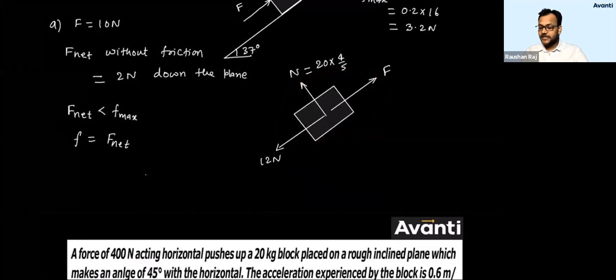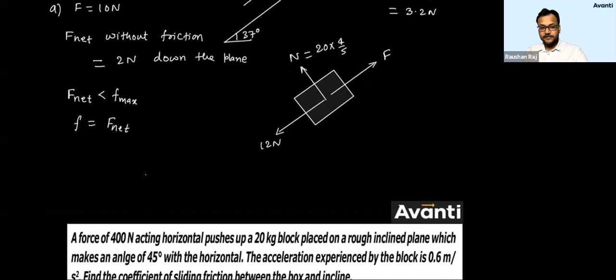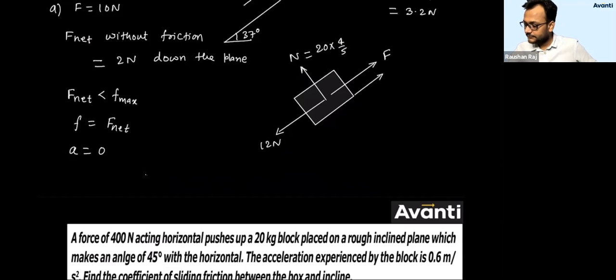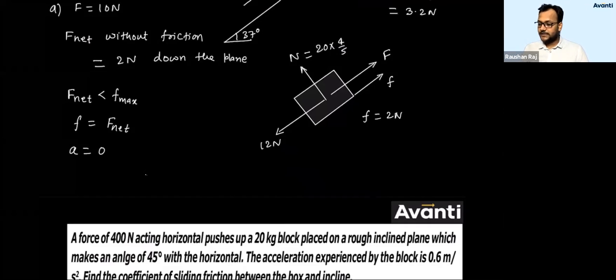Okay? So if f is equal to F net, what will be the value of acceleration? 0. Why? Because small f will be in the upward direction, look here. And in this case, f will be equal to 2 Newton. So I'll say, hence, acceleration will be equal to 0.